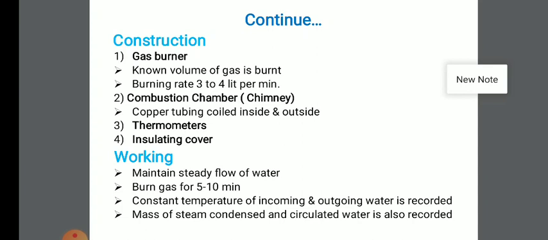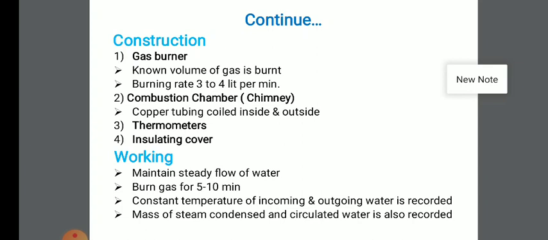There are three holes at the top of the assembly. What is the role of these three holes? One is for the exhaust gas, the second for the water inlet, and the third for the condensed steam. So this is all about the construction of the Boyce calorimeter.